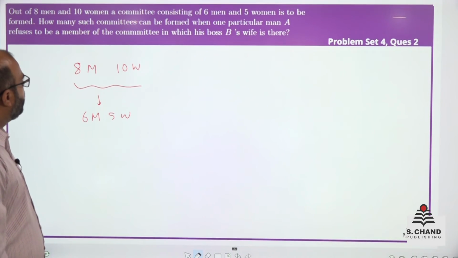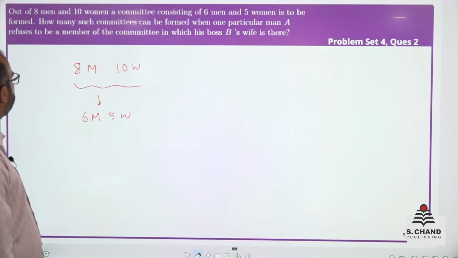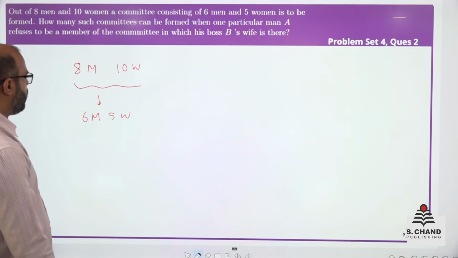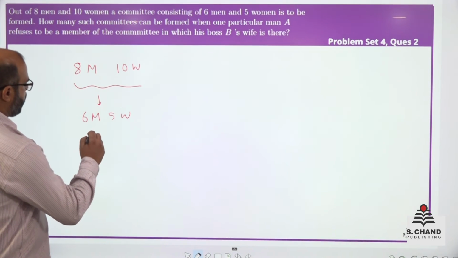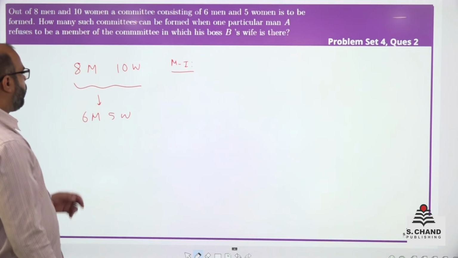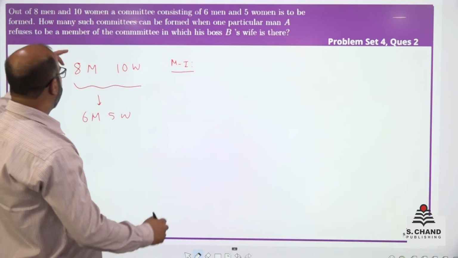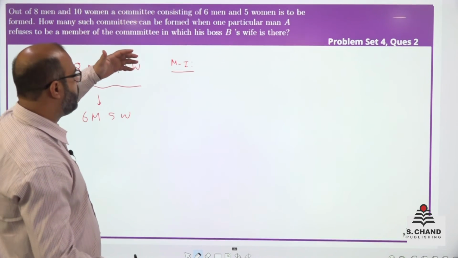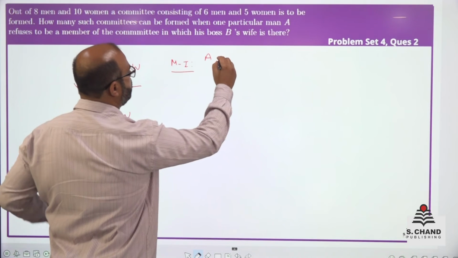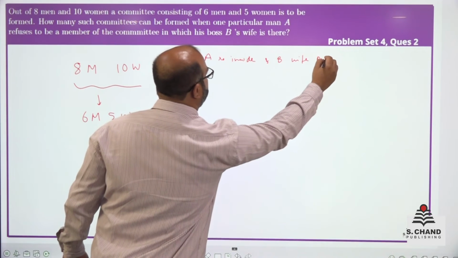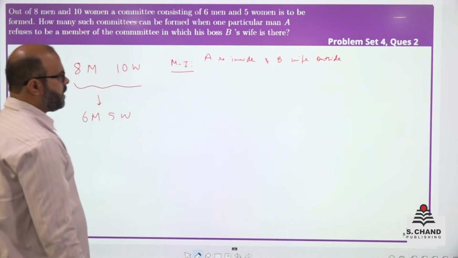And it is to be taken care that one man in the first list of men does not want to be with his boss B's wife from the women committee. So, how can this be done? There are two methods. Method number 1 is the straight method, that from here I am taking that particular man inside the committee. A is inside the committee. So, A is inside and B's wife outside. Then how many ways can this be done?